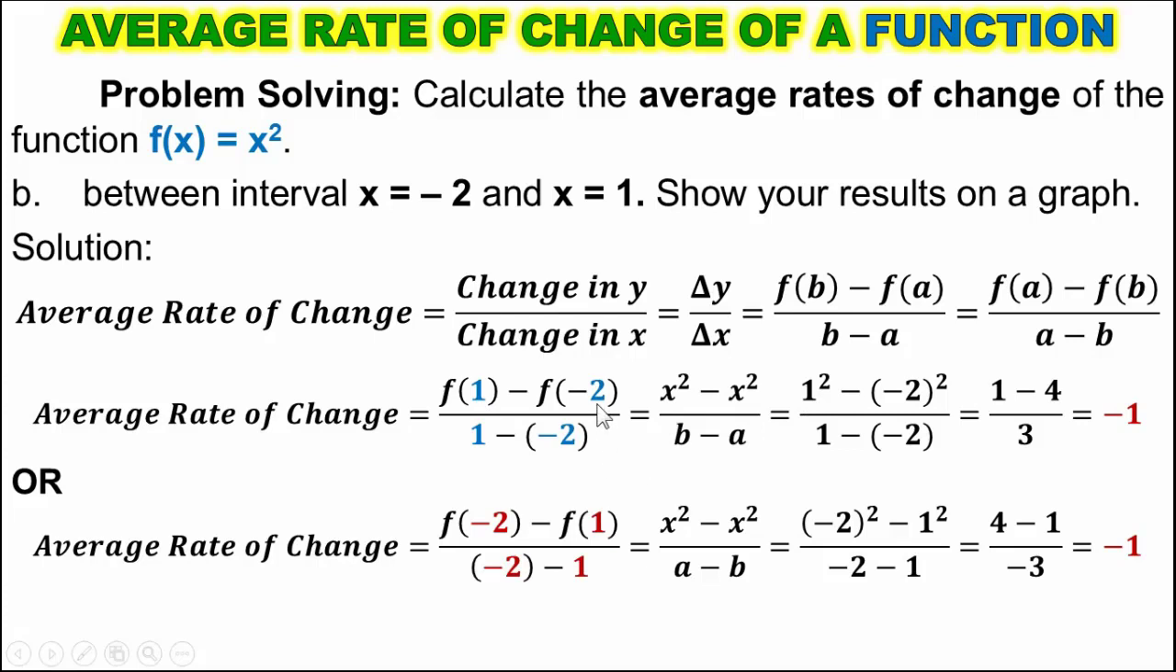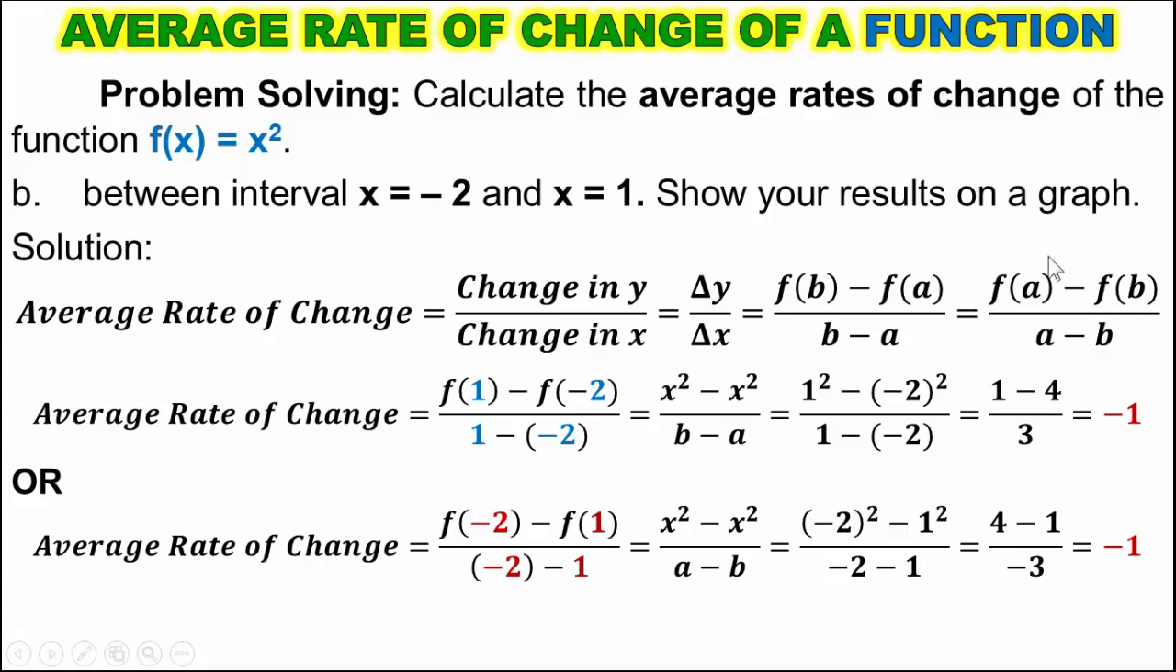Plug in the value of negative 2, and it will replace that x, and it will become quantity negative 2 squared, divided by the value of b, which will be replaced by 1, and the value of a, which will be replaced by negative 2, so 1 minus quantity negative 2. The quotient is negative 1. The slope is negative 1.